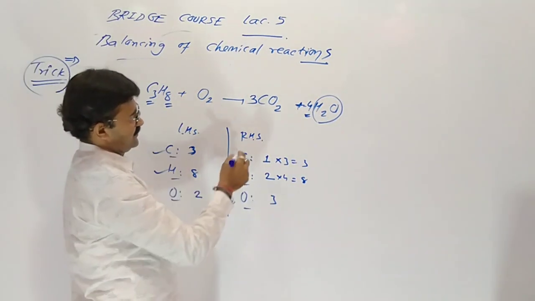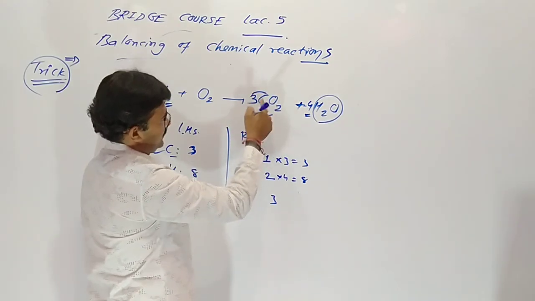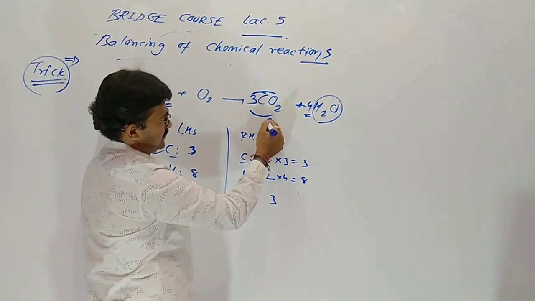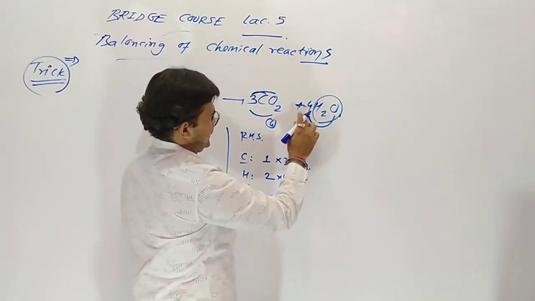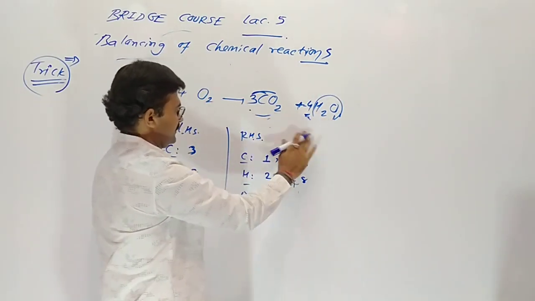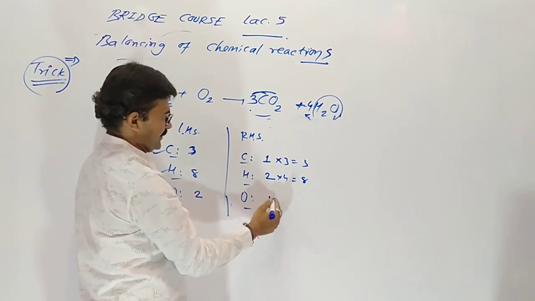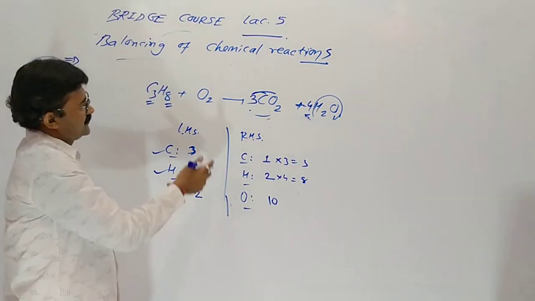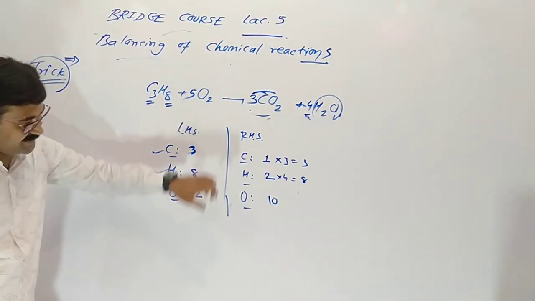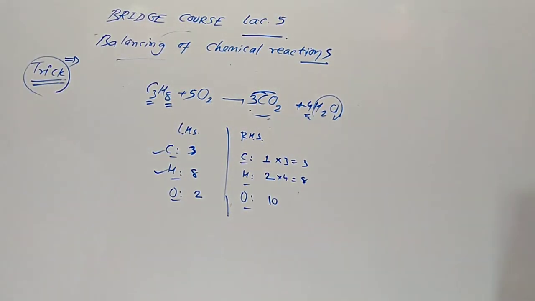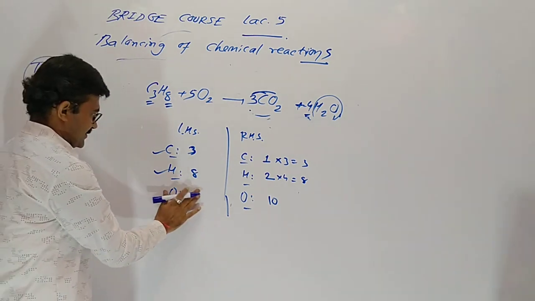Now oxygen: 3 1s are 3. 3 2s are 6, and 4 1s are 4. 6 plus 4, so 10. 10 oxygen here. Now it is very simple. 5 to the 10. Here 5 comes. So this is our balanced chemical reaction.